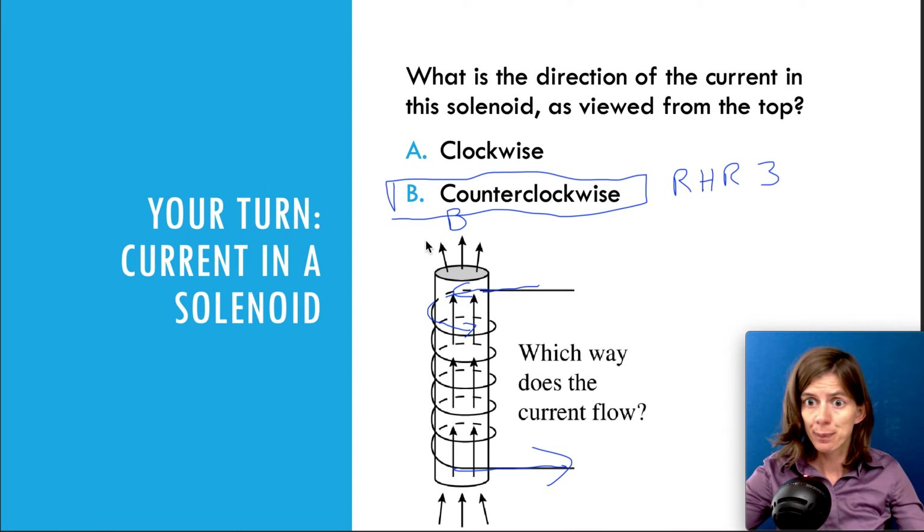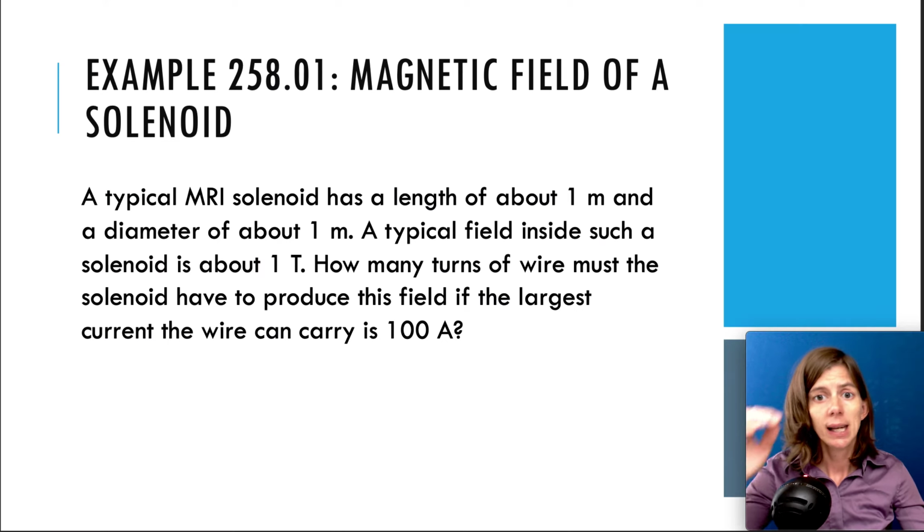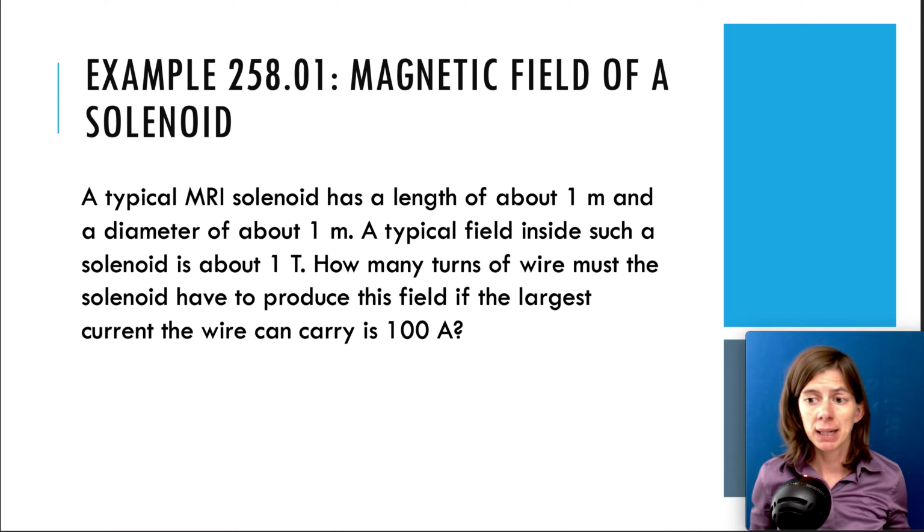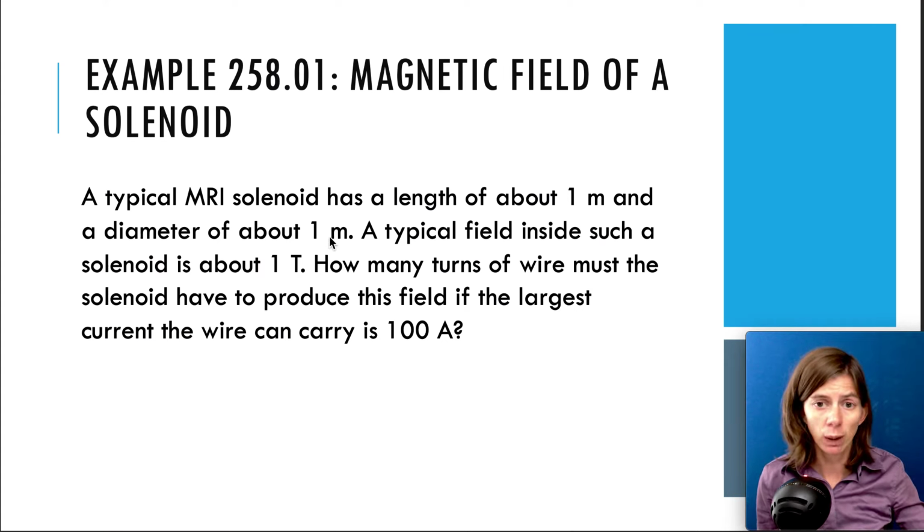Since this is a short video, we can also add the example for this video. It's a plug and chug, the magnetic field of a solenoid. It is a pretty cool application because our MRIs have these solenoids. A typical MRI solenoid has a length of about 1 meter, and a diameter of about 1 meter. We don't care about the diameter. A typical field inside such a solenoid is about 1 Tesla.